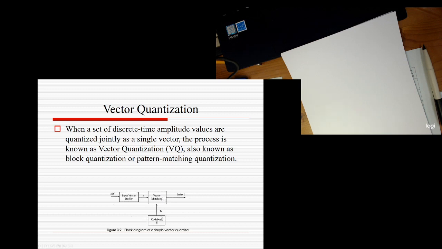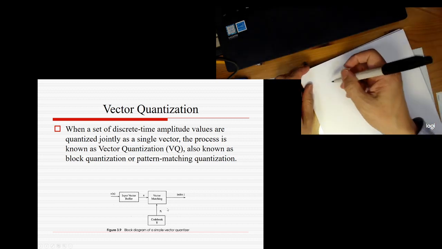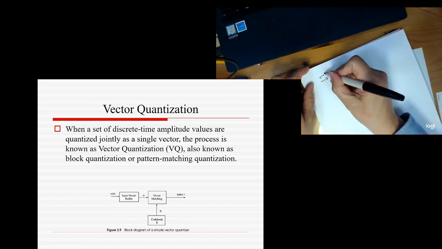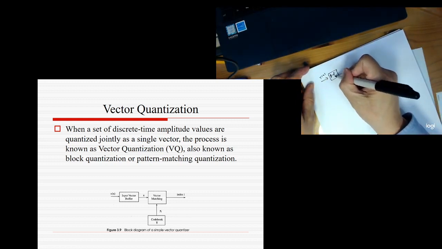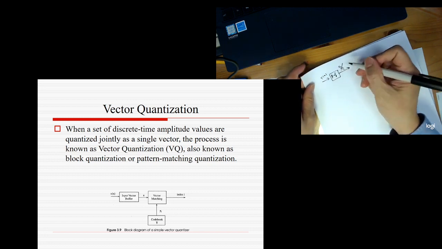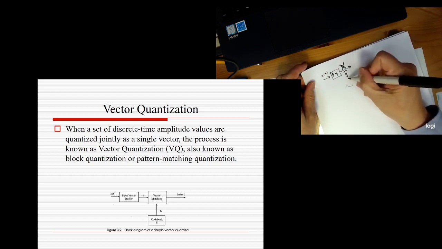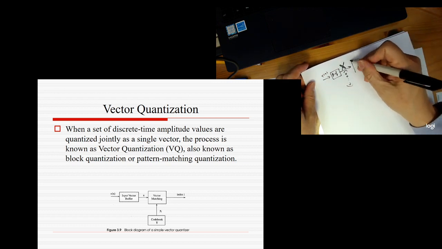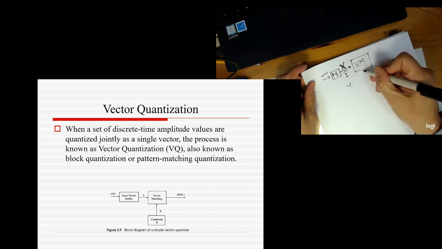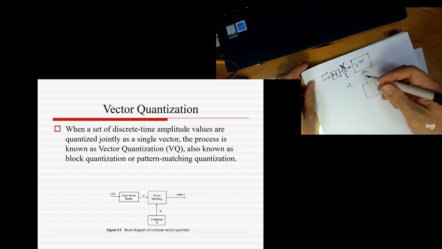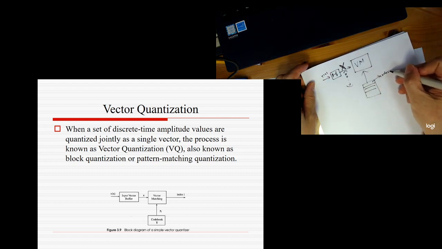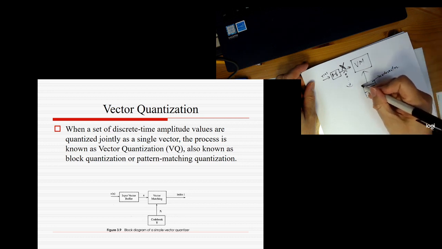They have a codebook here, and you can see the output is index i. Our input data is S of n. They have a buffer, so it becomes the input vector, shown as a capital letter, with many components, and then the vector matching is done. You have a codebook here; we call this the codebook. Inside there we have code vectors, and each one is a code vector. The whole set we call the codebook.